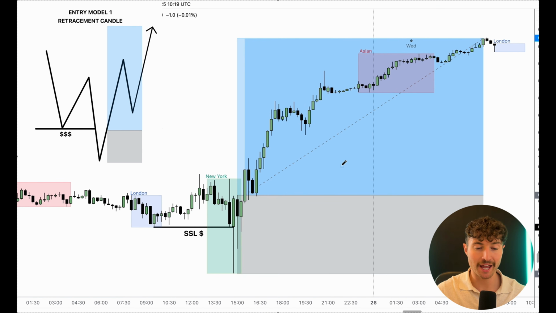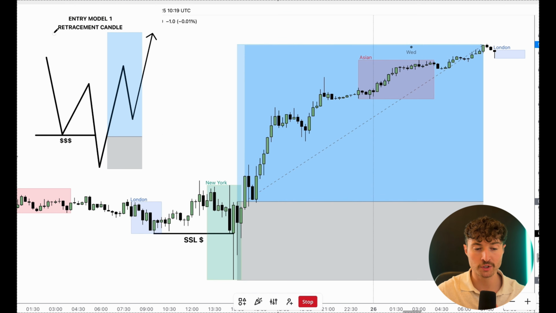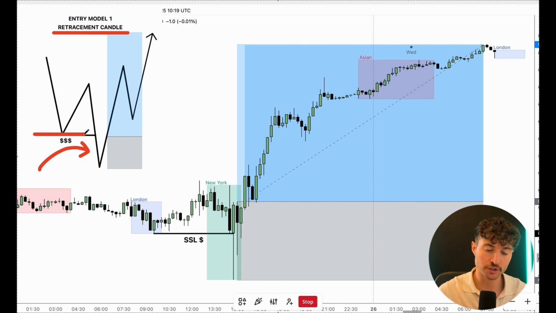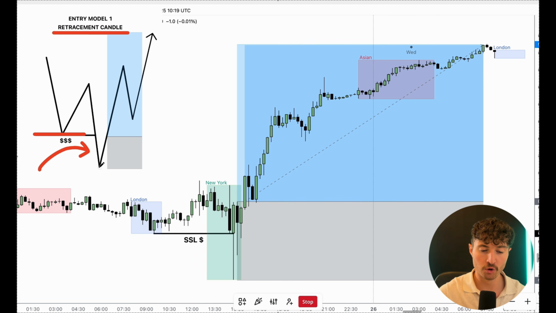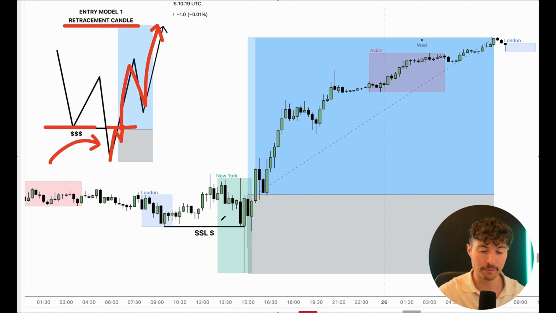So this right here is an example of entry model 1, which is a retracement candle. And this is where you have a liquidation below a previous session's low, below an objective liquidity level. Then what you're waiting for is bullish pressure to step into this market. You can then enter on the break of this 15-minute bullish candle high, and then you can look at targeting higher prices. So for example, this was a buy bias market.